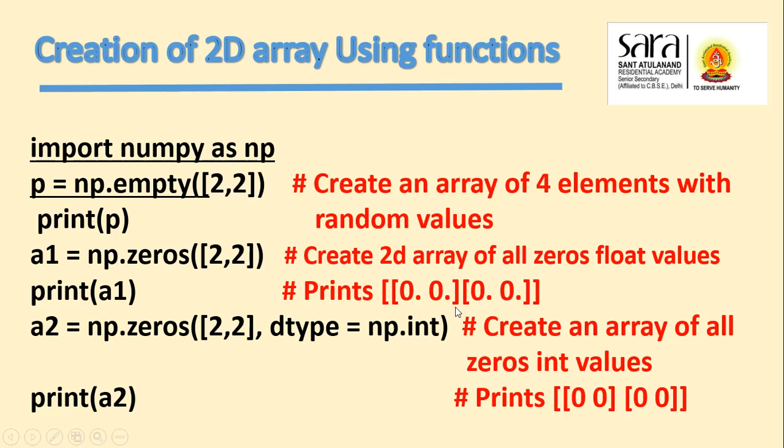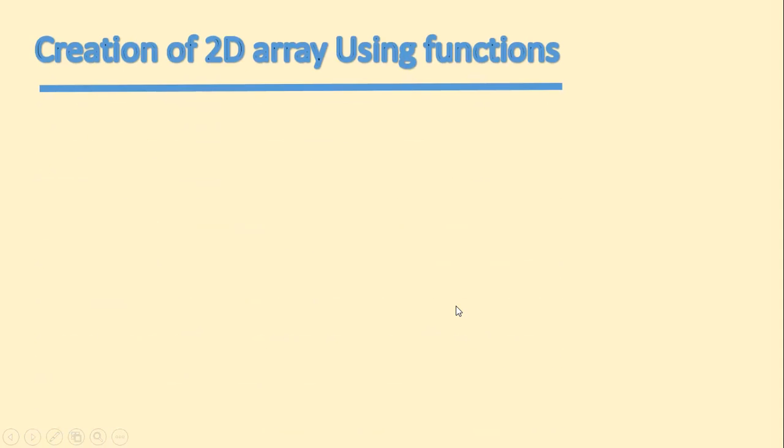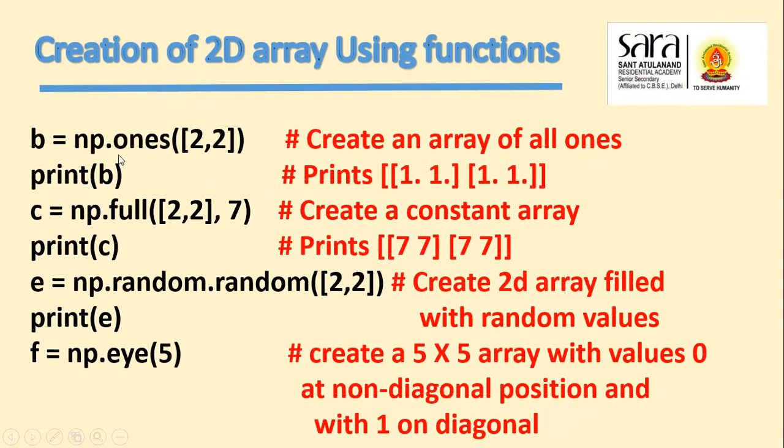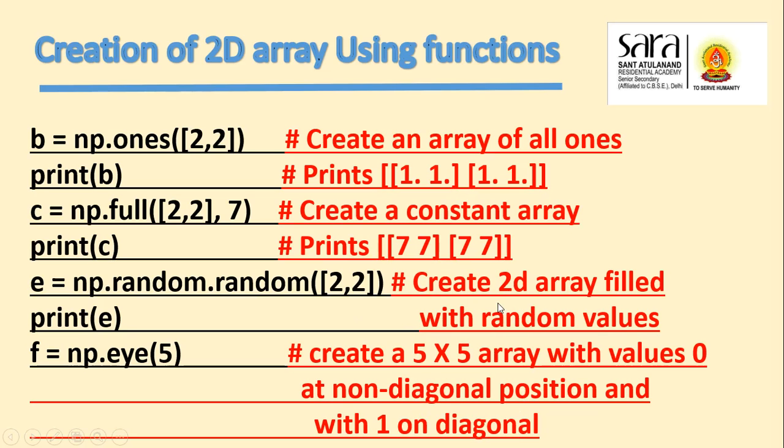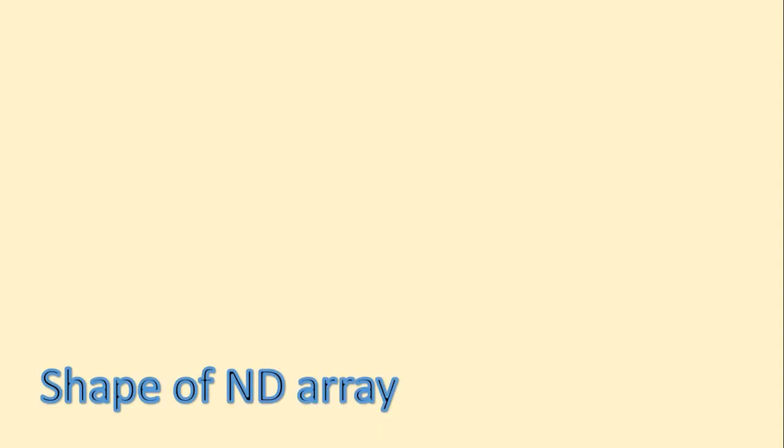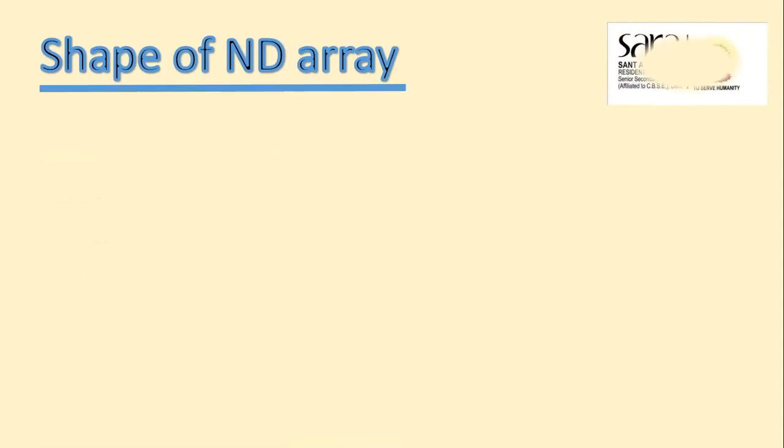Okay, and then there are more functions, like ones. It will create a 2 into 2 matrix which holds the value 1. By default float will be there, 1.1. Now full with 7 means a 2 into 2 matrix will be there, but its elements will be only 7. Random values will be stored. The eye function creates a 5 into 5 array with value 0 at the non-diagonal positions and 1 at the diagonal positions.